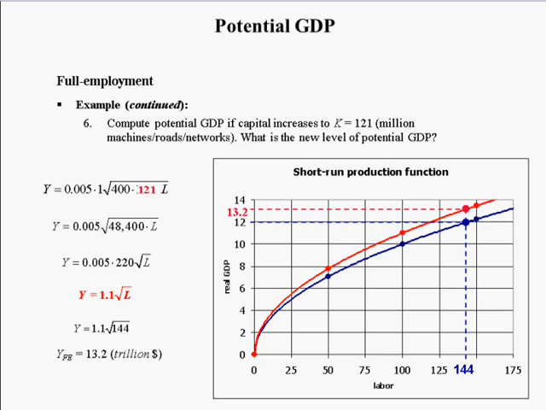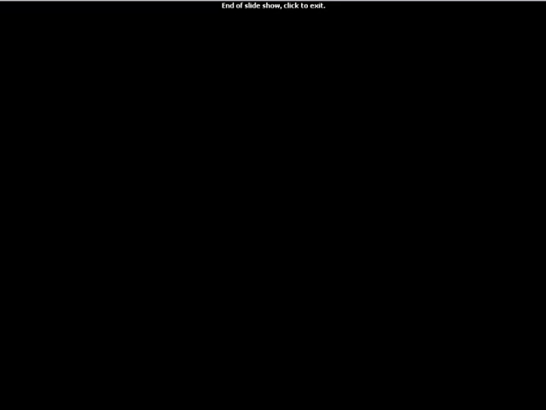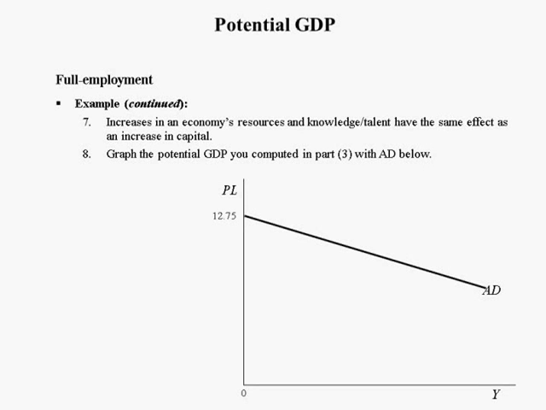I've seen talent drift. When I first got here, students could actually compute a percent change. Students could actually graph a line. And now it seems like most students can't do those easy tasks that I could do in 6th grade back in the 1980s. Increases in an economy's resources and knowledge, talent, had the same effect as an increase in capital.